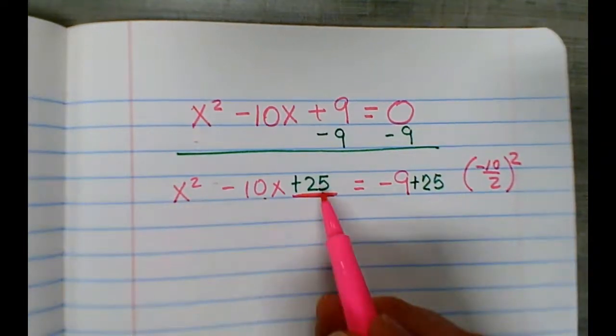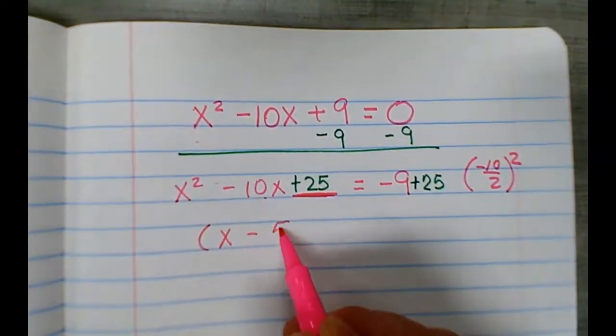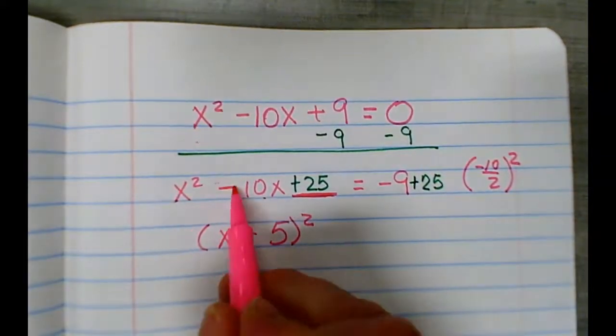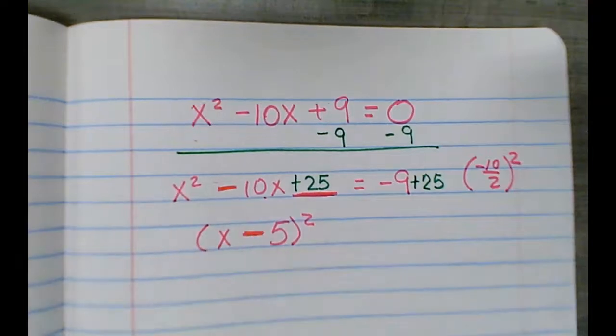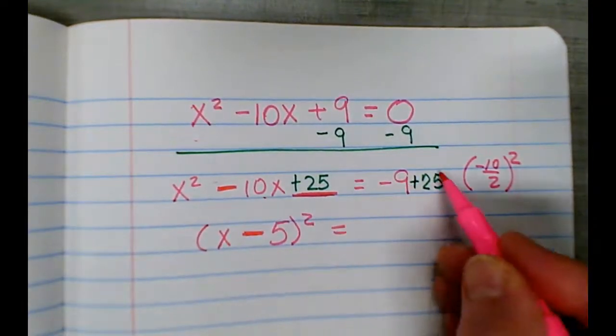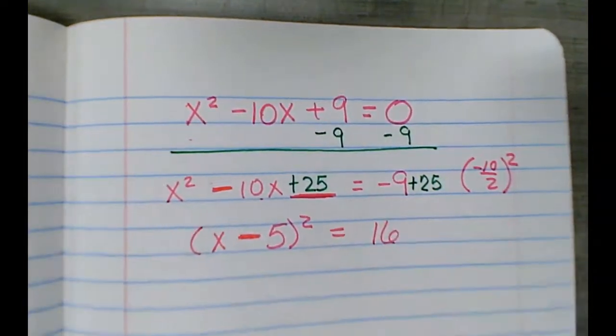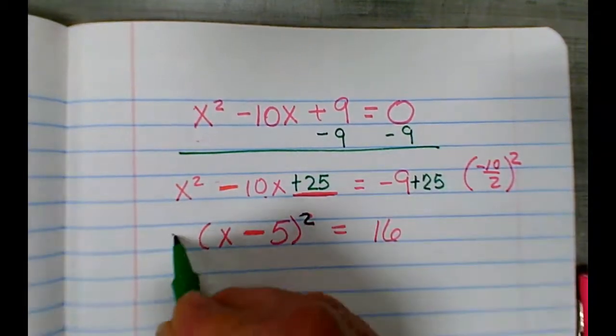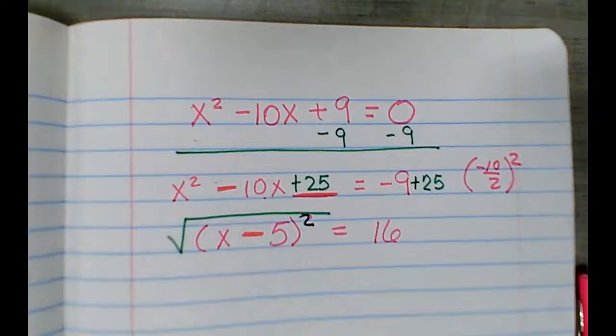And then this becomes this perfect square pattern. If this is a negative sign, this will be a negative sign in the pattern. And over here, negative 9 plus 25 would equal 16. Well, how is this going to help me solve and get my two answers? Well, I need to solve for x. That means I need to get rid of the square. The opposite of a square is a square root.